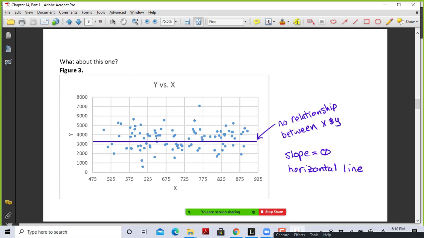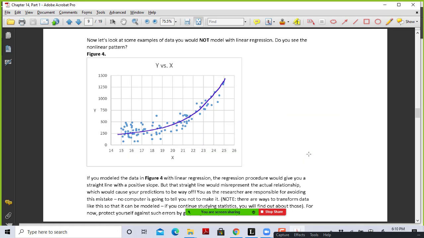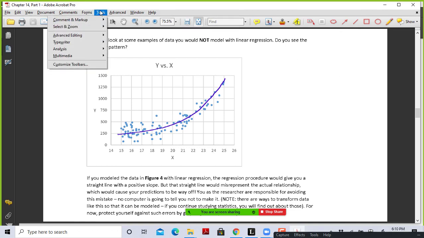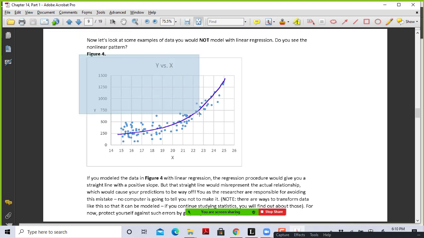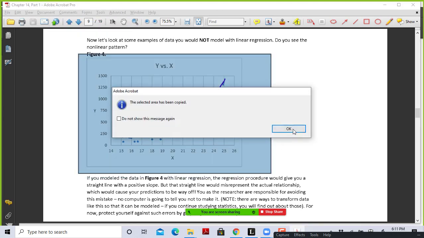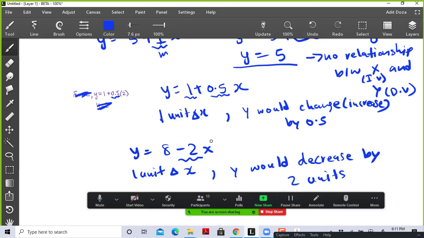How about this diagram? In this diagram, there is no trend. So no trend means that basically there is no relationship between x and y because the slope is 0. Okay. Can we model this diagram with a linear relationship? It looks like exponential growth. No, that means we cannot do a linear relationship, right?